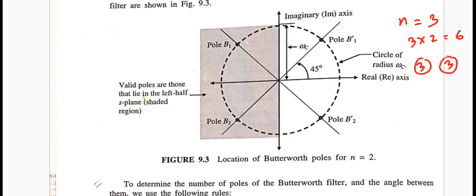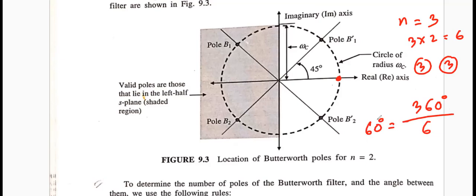So what will be the first pole location? That should always be on the x-axis. Then what is the separation between two poles? That is 360 degrees divided by 6. So that is 60 degrees.